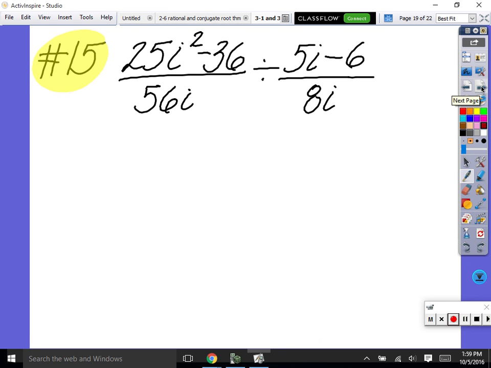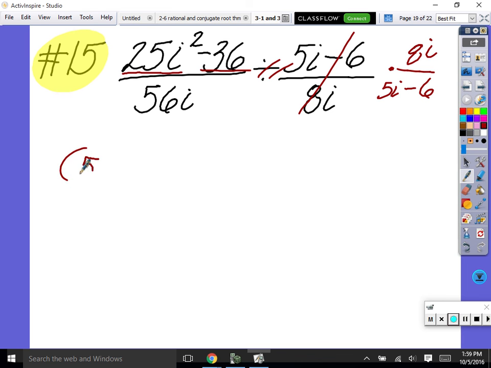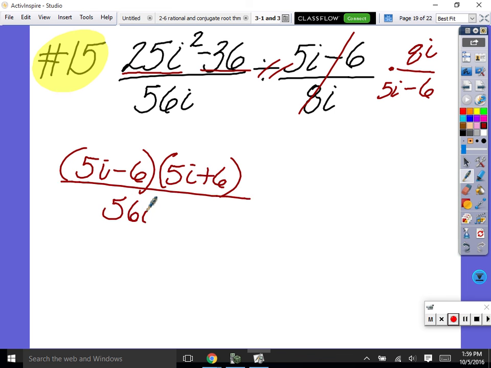Dividing fractions is easiest by flipping the second fraction and multiplying. So we'll be multiplying by 8i over 5i minus 6, right, instead of division. Okay, let's factor this top. Guys, look, this is the difference of two perfect squares, correct? So we can either do this the long way, or we can know our rule or our tricks from secondary math 2 honors. 5i minus 6, correct, guys? And 5i plus 6. And then on bottom we have a 56i. And now we're multiplying by 8i over 5i minus 6.